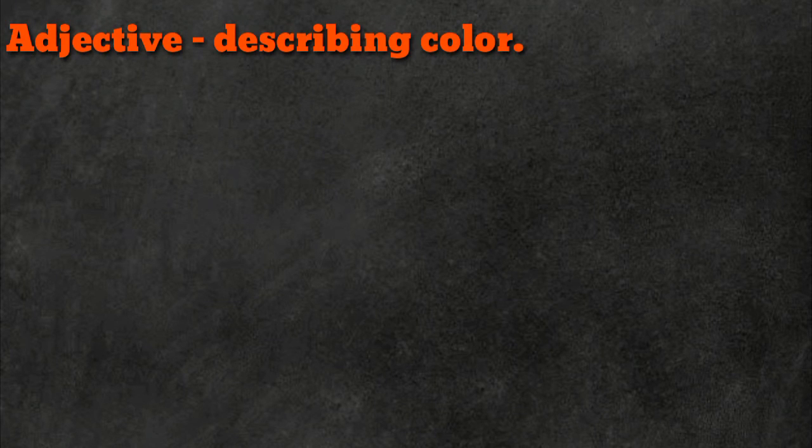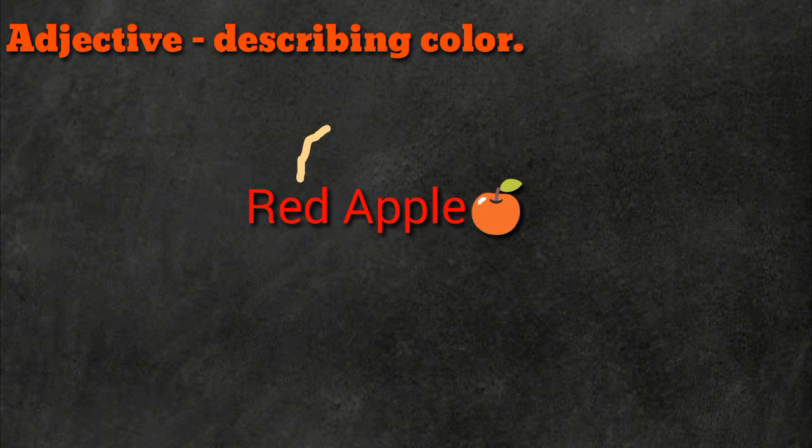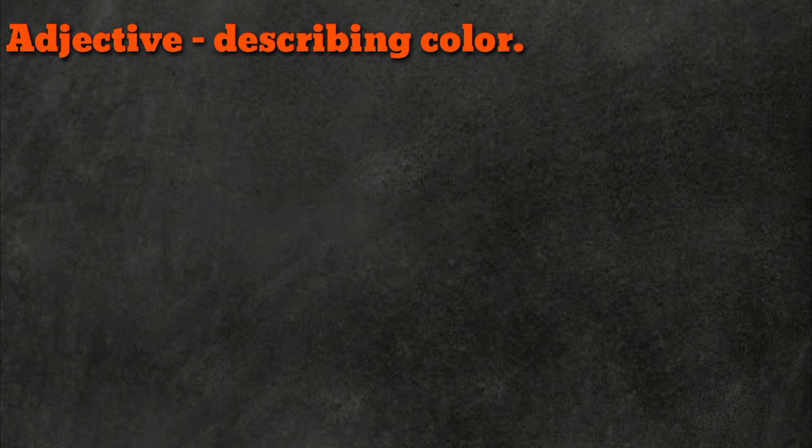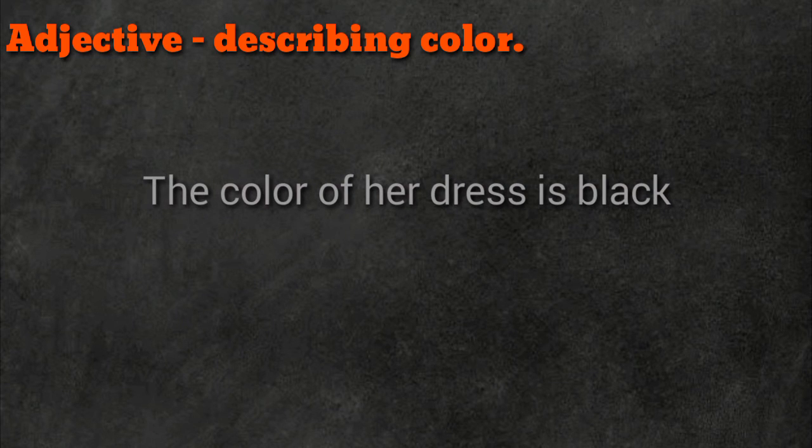In this part, we will learn the adjective by describing the color. One part of an adjective, kids, is a color. For example, red apple. You describe the color of an apple. Red. Red is an adjective. Example number 2. The color of her dress is black. The adjective here is black.